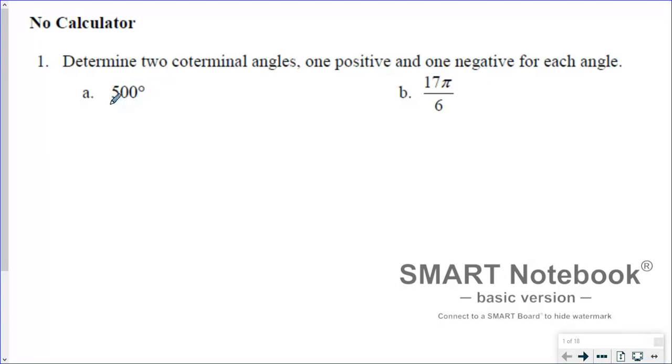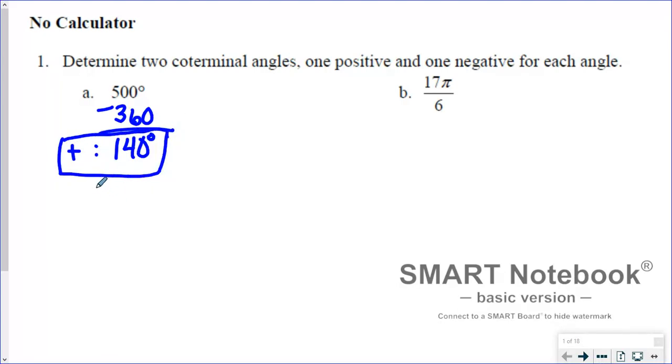So here, of course, you could go ahead and add 360 to get 860. That would be perfectly fine. But if you notice that this is already over 360, if you subtract 360, you're going to get 140 degrees. That is a positive angle, so there is your positive coterminal angle.